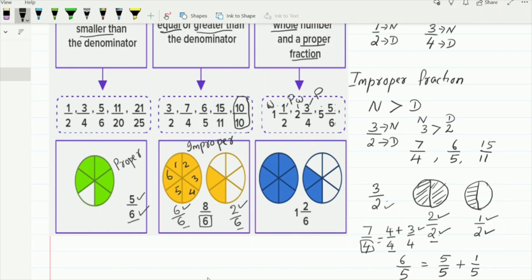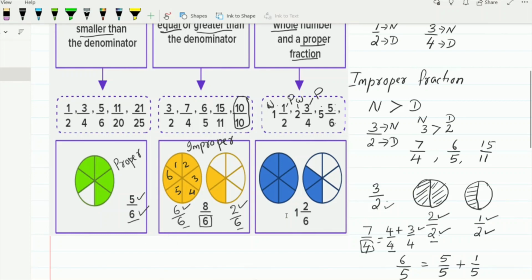So this is the very easiest method to split that improper fraction, or to represent the fraction by using figures. An improper fraction, if you want to represent by using figures, then you can do it in this way. I think you got it. Now we can go through mixed fraction. So if you got that improper fraction, then it is so easy to understand mixed fraction.